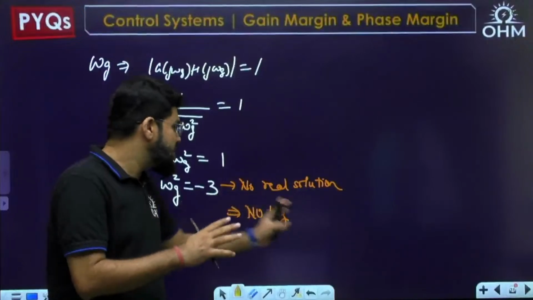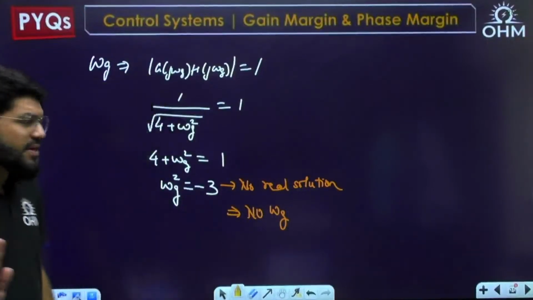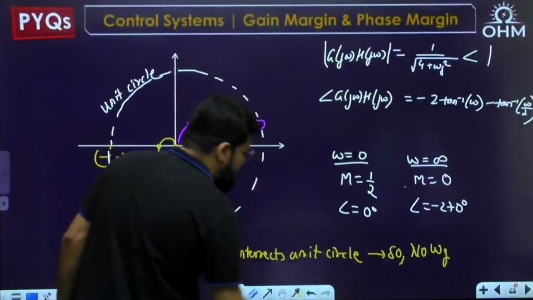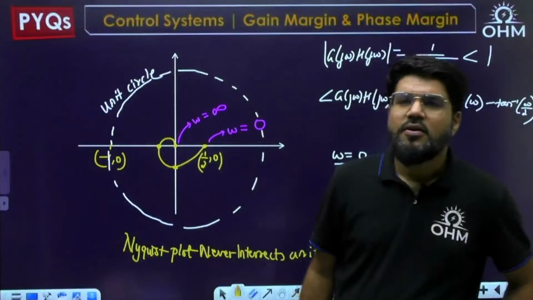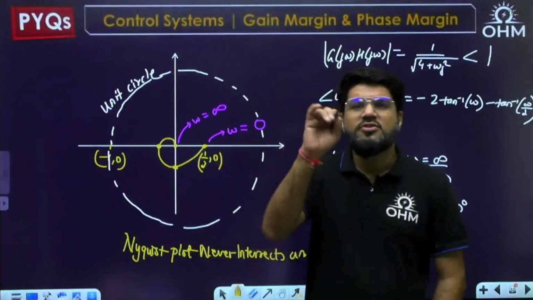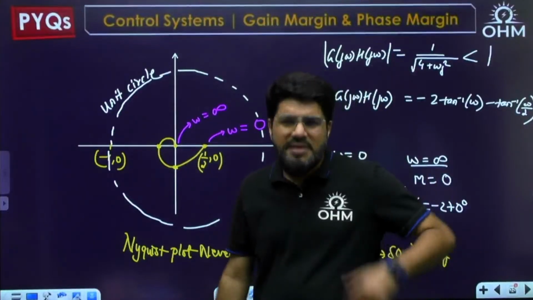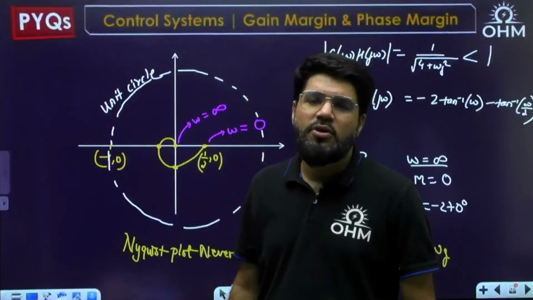But what happens when there is no omega g? Just an explanation I am presenting. The Nyquist plot never intersects the unit circle. Now, what was the concept of phase margin? It is the margin by which the phase of a stable system can be changed before it reaches the point of instability.